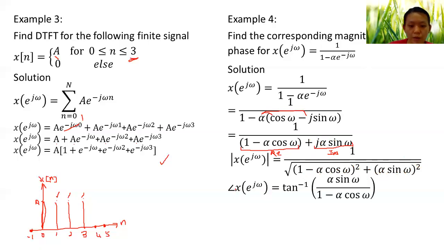To calculate our phase, we use the formula arctangent. We take our imaginary part divided by our real part. So imaginary is alpha sin ω divided by the real part 1 minus alpha cos ω. So done for our phase and our magnitude. That's all. Thank you.